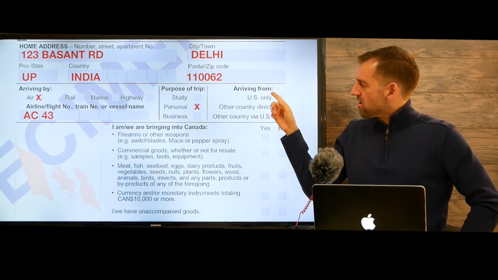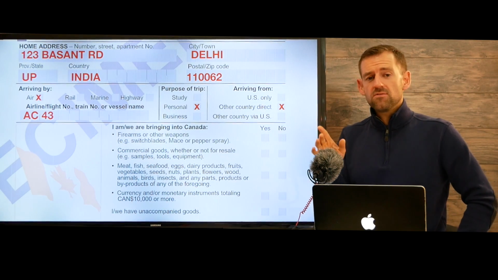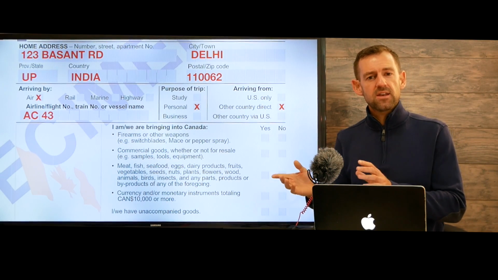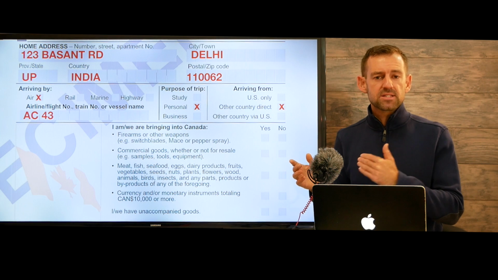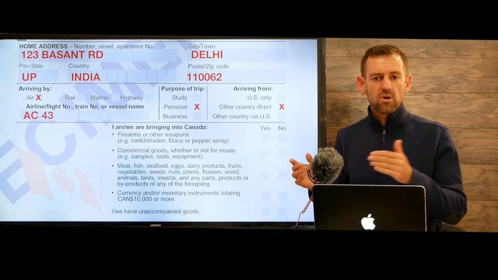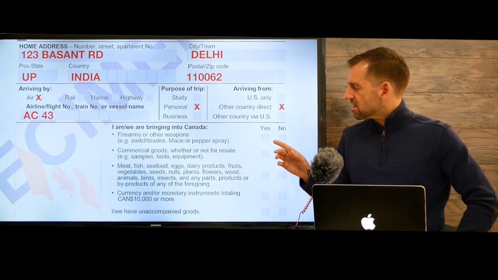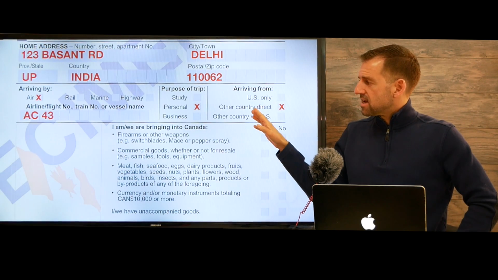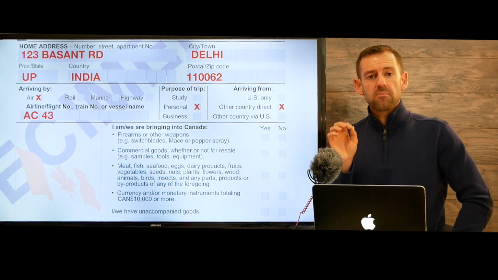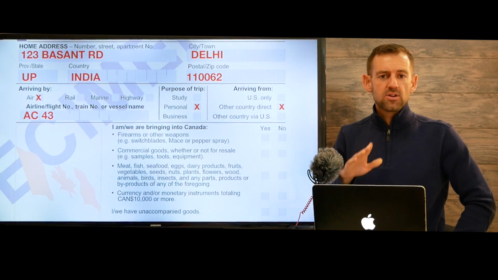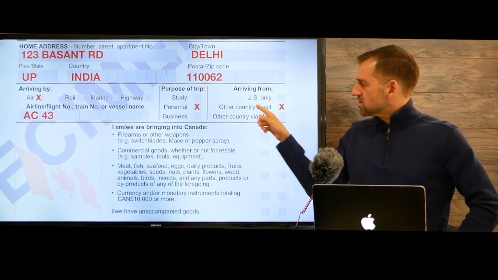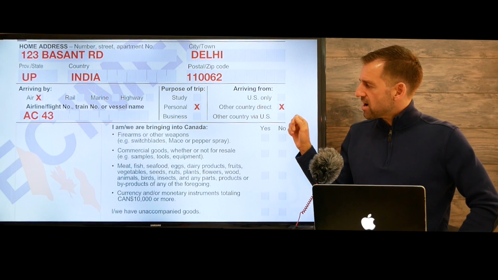Now, arriving from US only, other country direct, other country via US. A lot of flights that come to Canada come through the United States. Maybe they connect in New York or Atlanta or something like that. So in this example, we're going to assume that Raj is coming straight from India. He's flying from Delhi to Toronto, okay? So he's coming from other country direct.